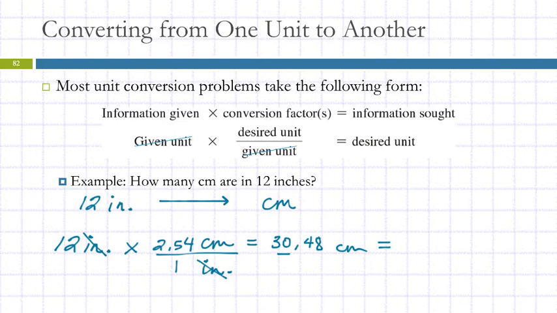I could write that one of two ways. I could write 30 with a decimal point centimeters, or what would be better would be to put it into scientific notation. Then it's very clear that I have two significant figures. Any questions?